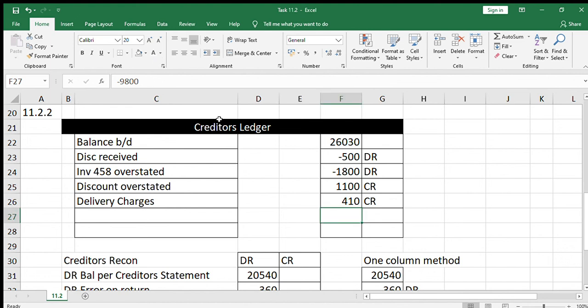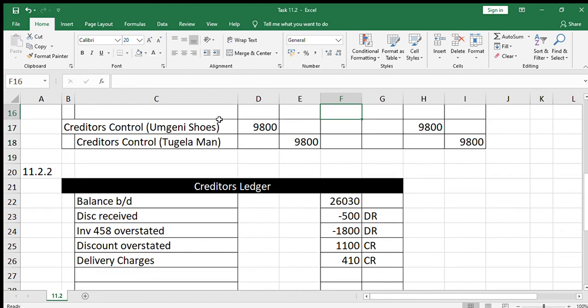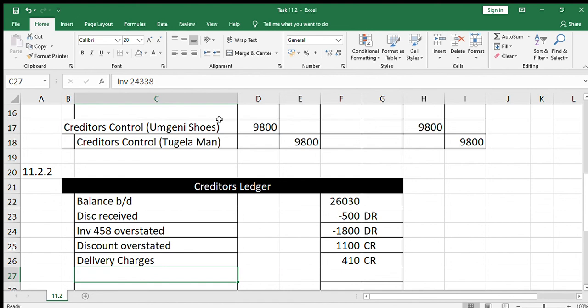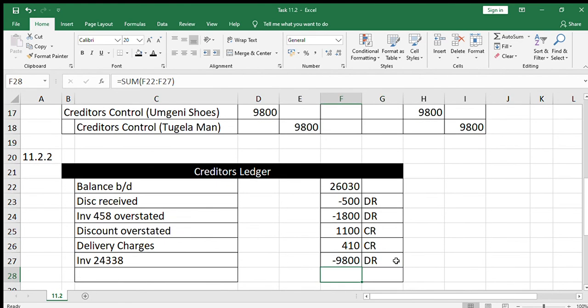Okay, then invoice 24338 for 9,800. I had done it in the general journal, but forgot to put the transaction in the creditors ledger. Okay, so this was invoice 24338, which was actually for the other creditor, Umgeni Shoes. Remember here we debited creditors control of Umgeni Shoes, so we're not going to subtract it because it's a credit balance. Okay, and now you will just work out your answer.